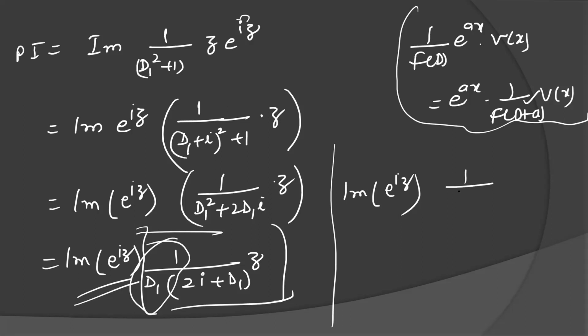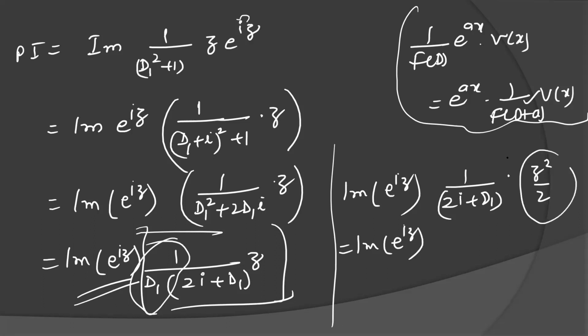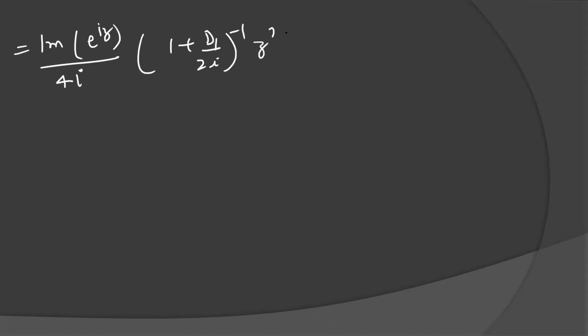So it will become 1 over (2i plus D1) and integration of z with respect to z, that will be z square by 2. Now we will try to make it 1 because it's a polynomial function, so we have to use the binomial theorem. 1 upon 2i we can take outside. So it will become 1 plus D1 over 2i into z square. So it will become the imaginary part of e to the power iz over 4i, (1 plus D1 over 2i) to the power minus 1 into z square.